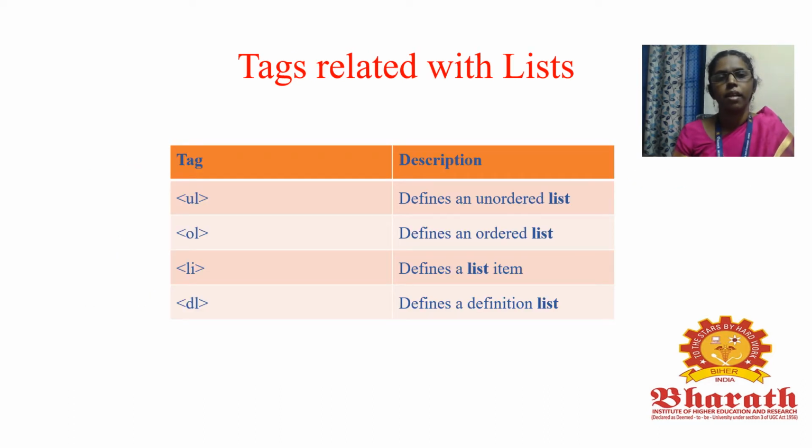So far we discussed the types of list and the important tags we use related to these lists.